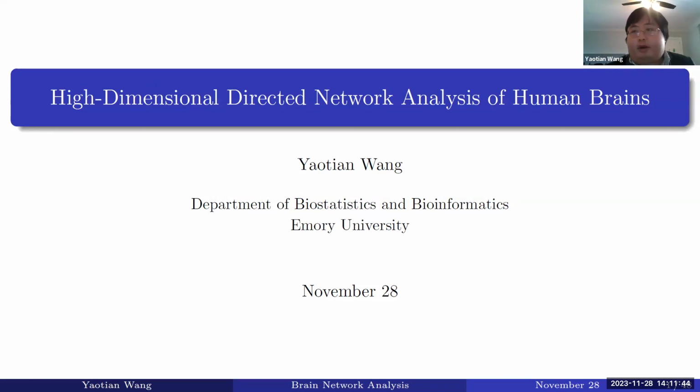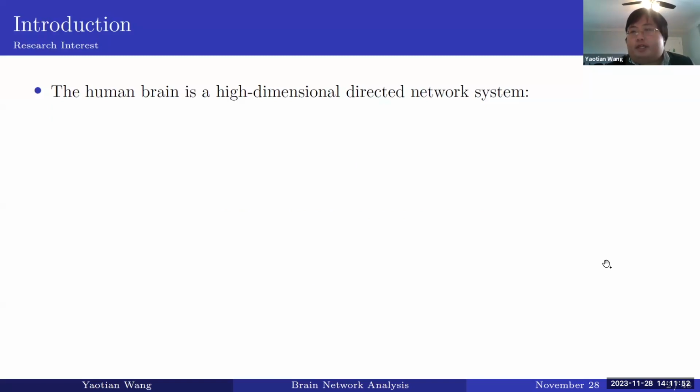Today, I will present my works on high-dimensional directed network analysis during my PhD research. My research interest is to study the human brain. I want to understand the functional organization of the human brain, how it brings about different brain functions, and how it varies during neurological or psychiatric disorders.